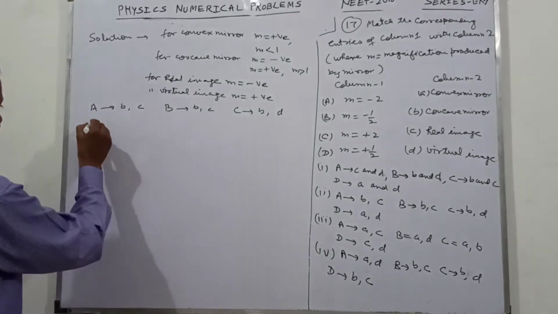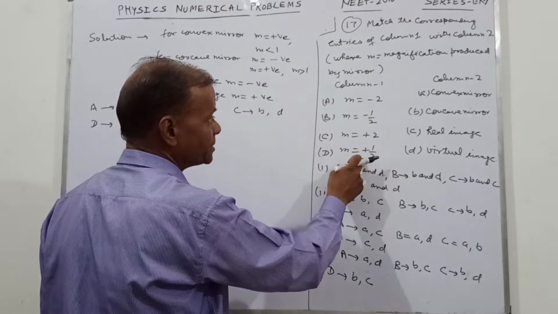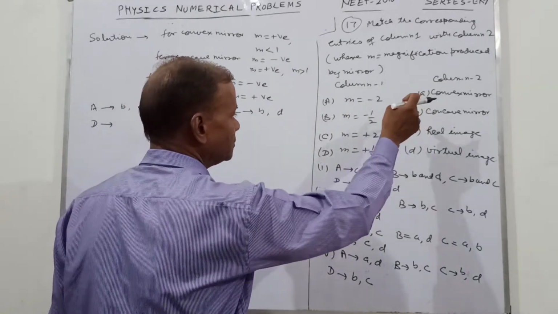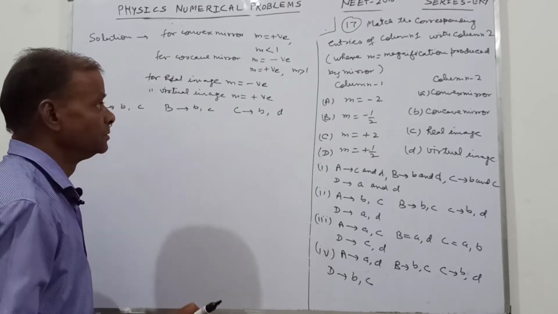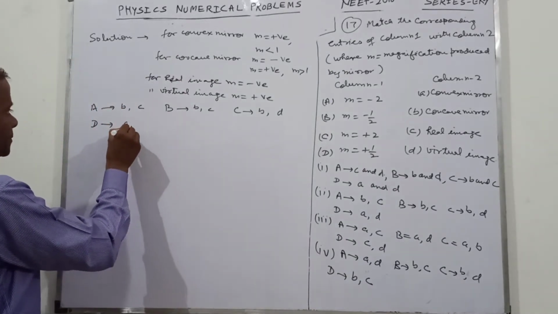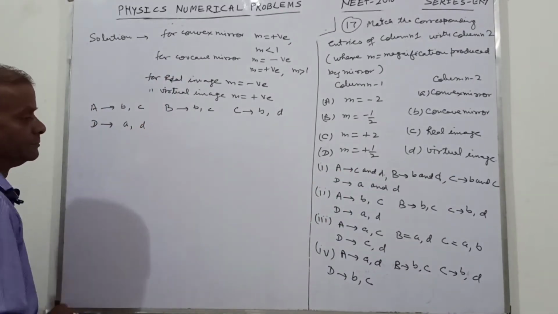And now D. This is now plus half. So this is for convex mirror. In a convex mirror, the image is always small. So this is now A. And this is now a virtual image. So this is now D.